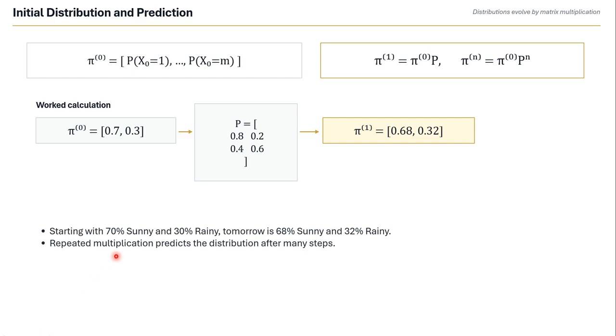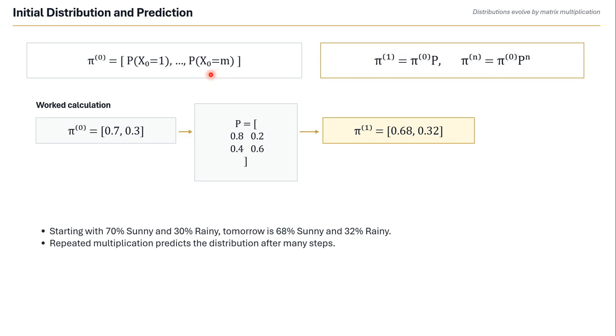To predict the distribution of a Markov chain, we need two things, the initial distribution and the transition matrix. The initial distribution is usually written pi superscript 0. It gives the probabilities of the starting state. For a chain with m states, pi 0 is a row vector: P of X0 equals 1, P of X0 equals 2, up to P of X0 equals m.